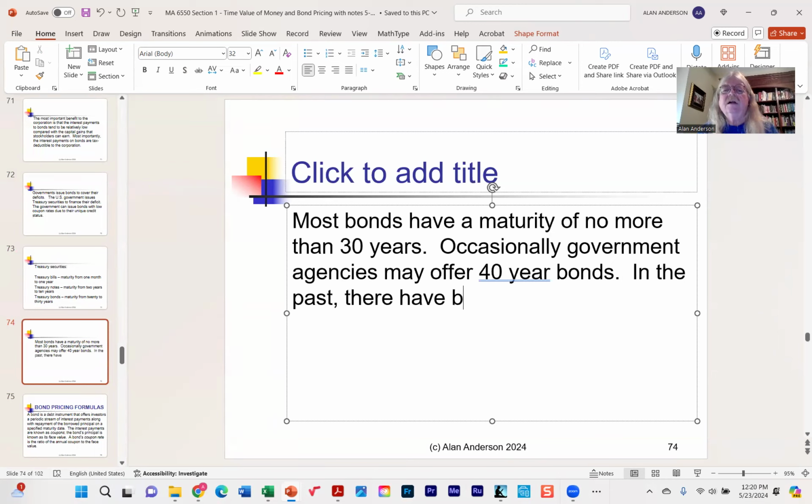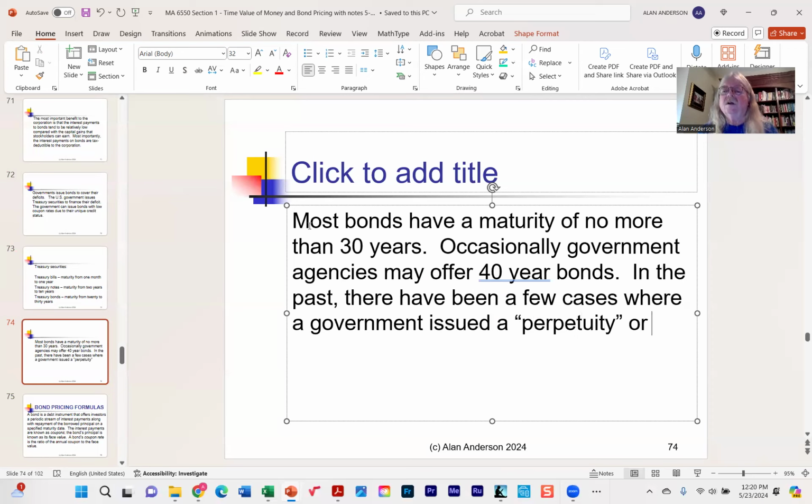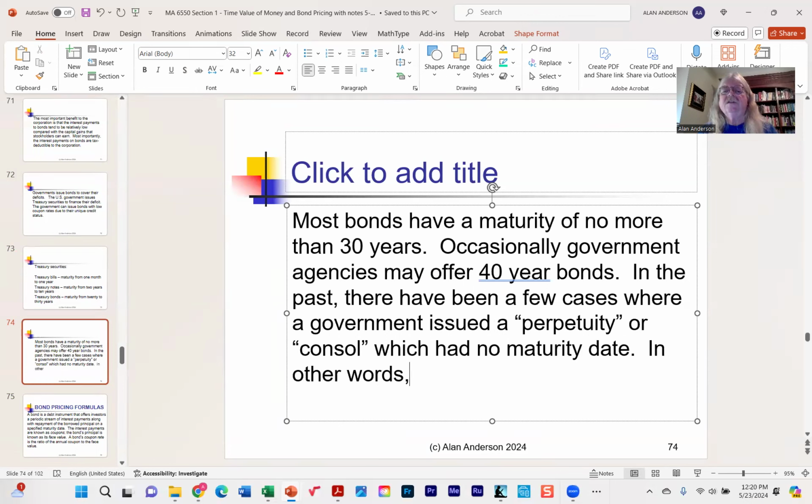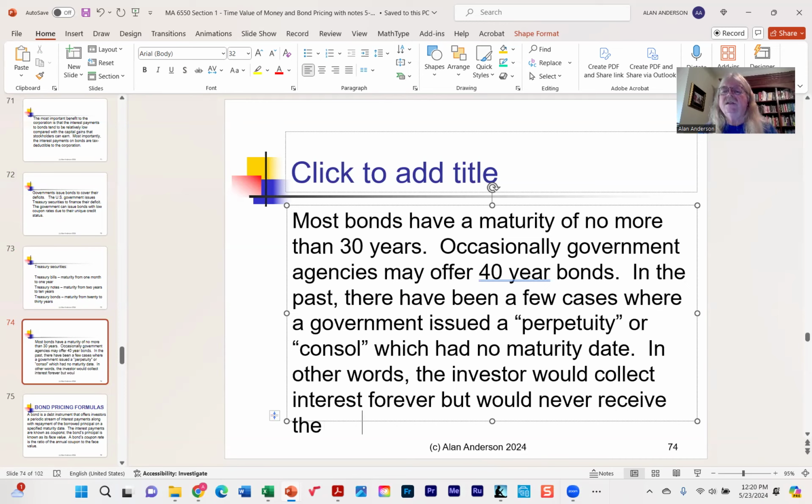there have been a few cases where a government issued a perpetuity, or a consol, which had no maturity date. In other words, what is that all about? The investor would collect interest forever, but would never receive the original principal face value. In other words, it's a loan where it's never going to be repaid. The interest will continue to be paid literally forever.